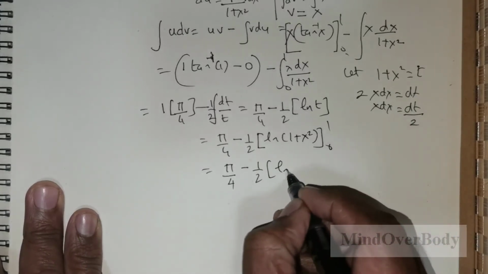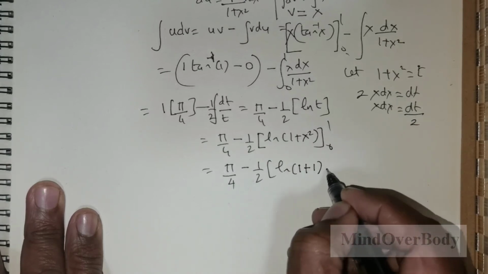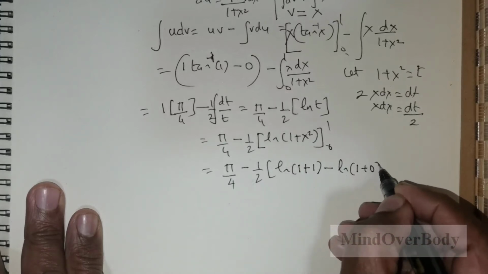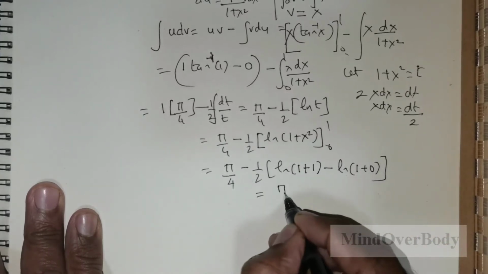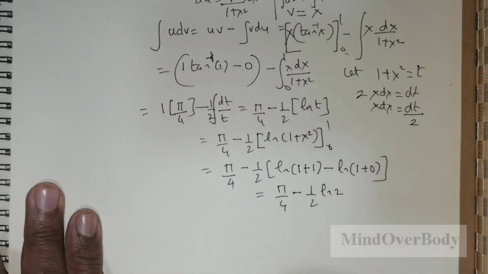So this is going to be equal to pi over 4 minus 1 over 2 times, I substitute the upper limit, I get ln of 1 plus 1 squared, minus, substitute the lower limit, you get ln of 1 plus 0. So this is going to be equal to pi over 4 minus 1 over 2 times ln 2.